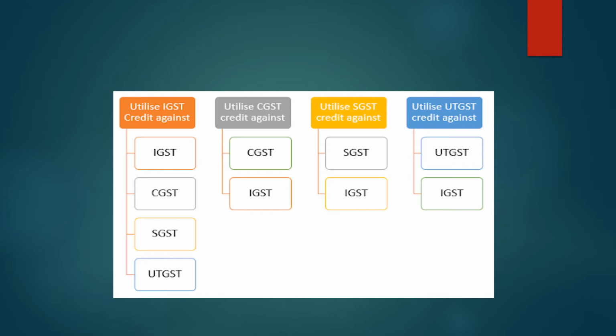CGST will be first utilized for the payment of CGST and then IGST. The next is SGST. SGST will be first utilized for payment of SGST and then IGST. Finally, UTGST. Credit will be first available for UTGST and then IGST.